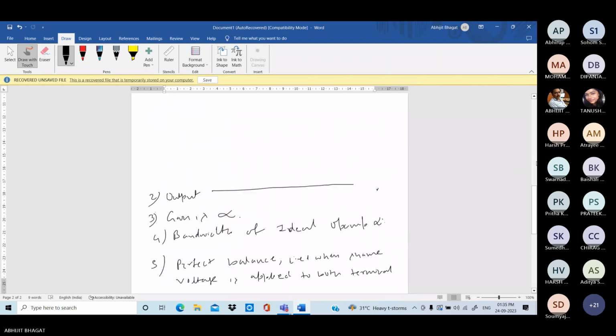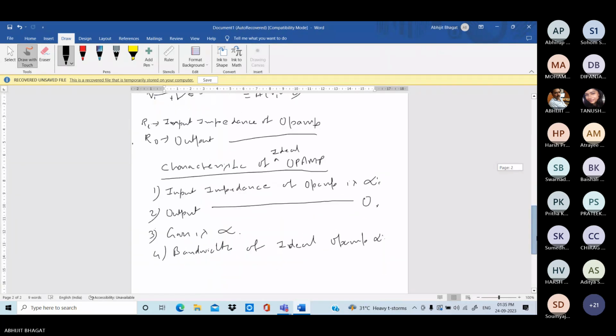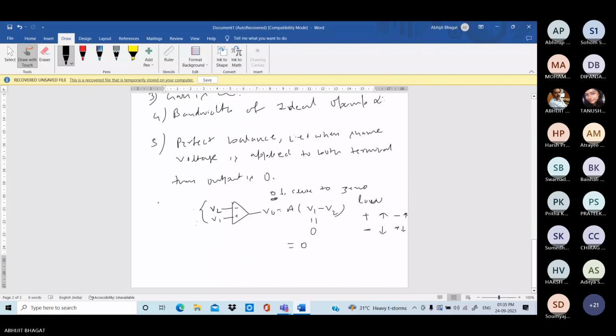Next point is, up to this, okay? Can I change the page? Yes, no?